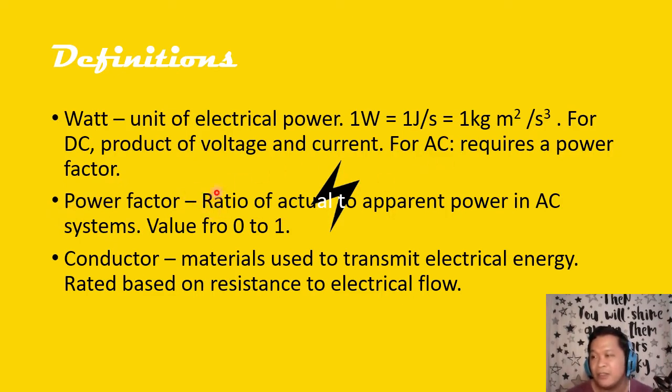Okay, then meron tayong tinatawag na power factor for alternating current. So it's a ratio of actual to apparent power with the value from 0 to 1. So parang yung mga efficiency lang na figures natin, di ba, wherein parang the actual power consumption is not equal to the apparent power being delivered. Okay, so parang losses, ganon. And of course, we also have the term conductor, which are materials used to transmit electrical energy, and how much they conduct is based on how much they resist or do not resist the flow of electricity.